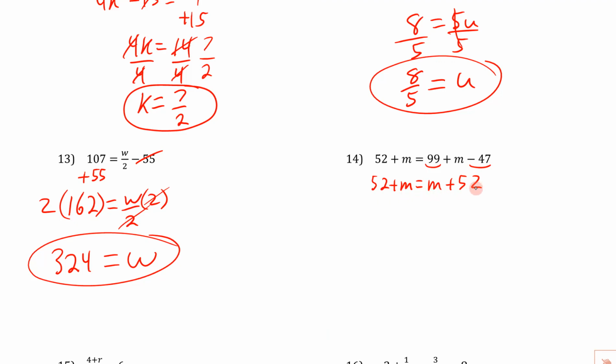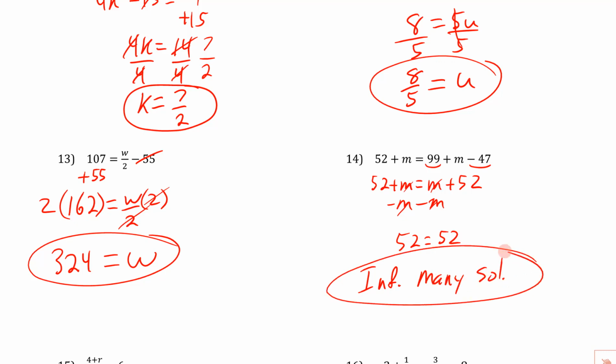You might already have an idea of what the answer is. We do have a variable on both sides. Let's go ahead and get rid of that by subtracting m from both sides. So we get 52 equals 52. And that is a true equation. There's nothing that we can do to mess that up. So on this one, we would have infinitely many solutions. Okay, so we ran into another one of those.